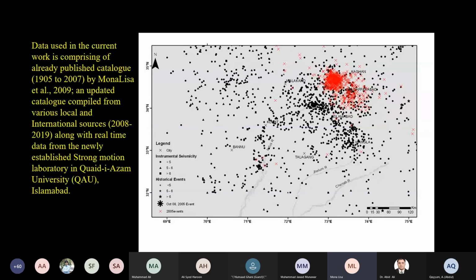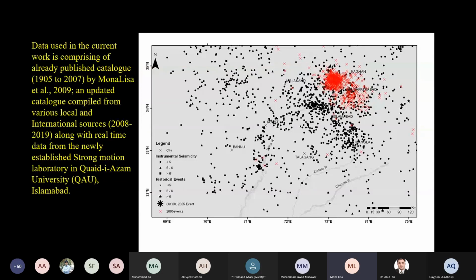For the very first time, in our department, I won one HEC project, and with the help of this project I tried to establish a lab in the department, and fortunately I was able to establish this earthquake lab. With the help of this lab, I then updated the catalog, which was established in 2007 after the occurrence of the Kashmir earthquake, and we now have real-time data available in our university.